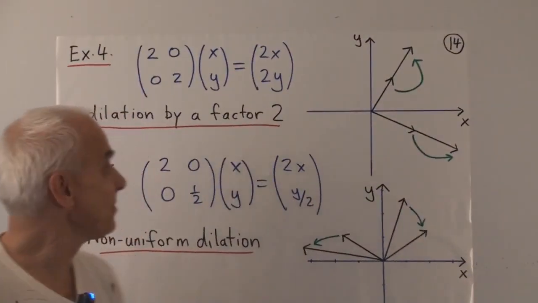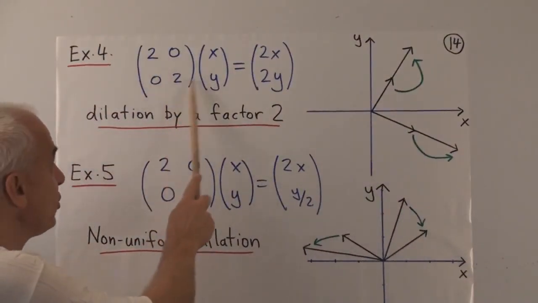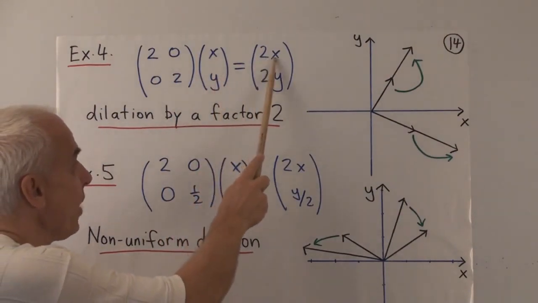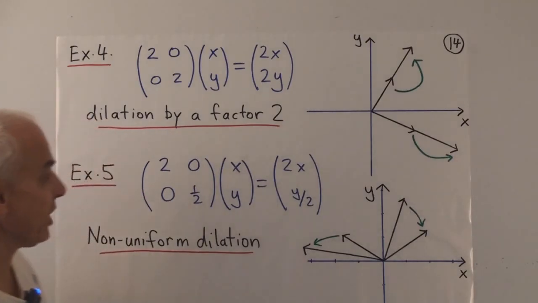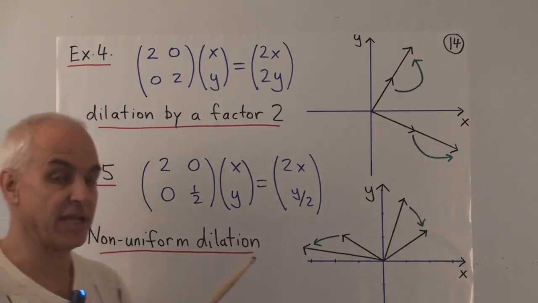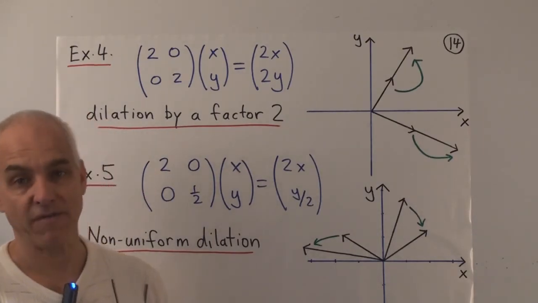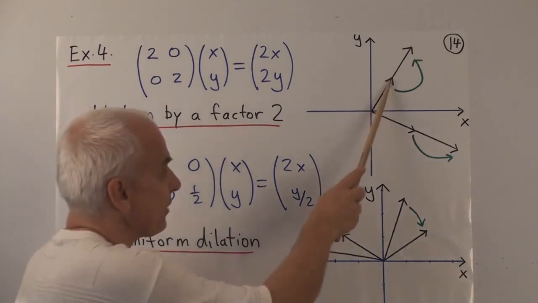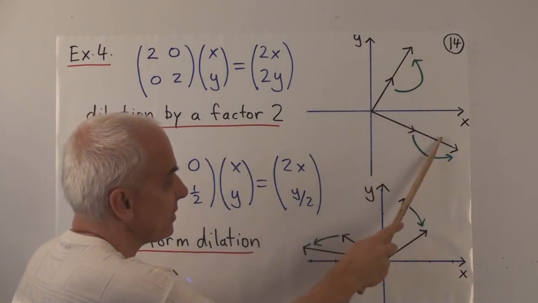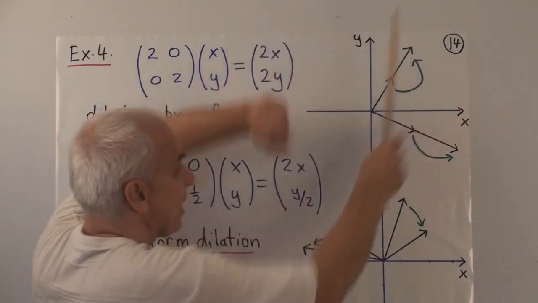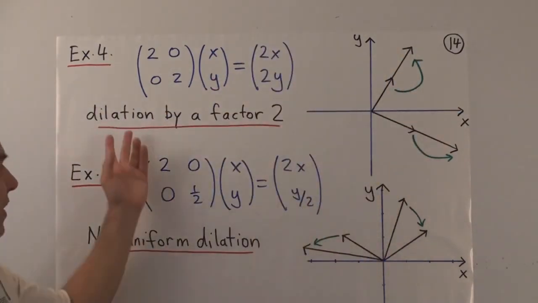A few more examples. The matrix 2, 0, 0, 2 acting on xy is 2x, 2y. That's a particularly simple transformation. It just takes a vector and expands it or scales it by a factor of 2. So that vector there is sent to that vector there. This vector there is sent to this vector there. Everything is scaled by a factor of 2. We call that a dilation.